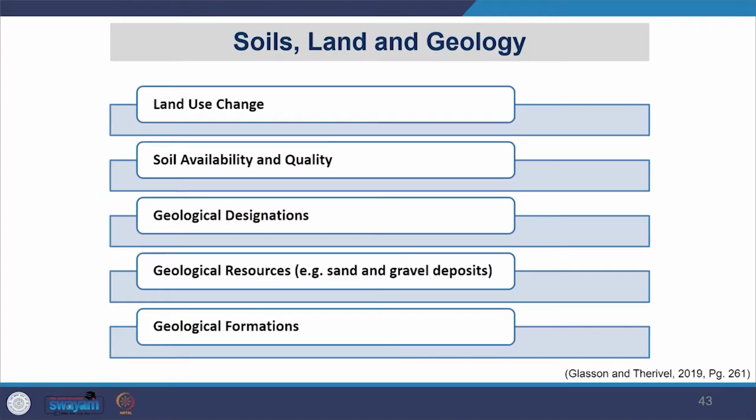Under soil, land and geology, we look into land use change, soil availability and the quality of soil. Then we also look at the geological designation, what types are there, and geological resources, for example sand and gravel deposits which are there, and geological formations that would constrain or facilitate the project, or how the entire area would behave if anything happens. These things are looked into while considering soil, land and geology.